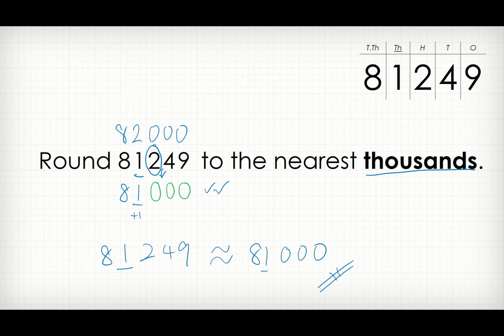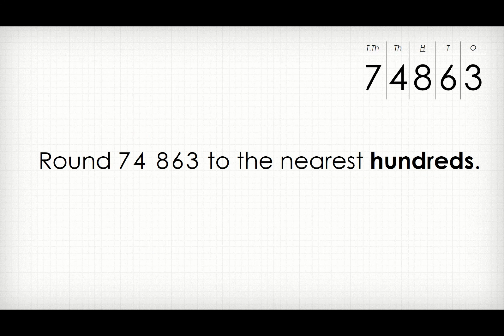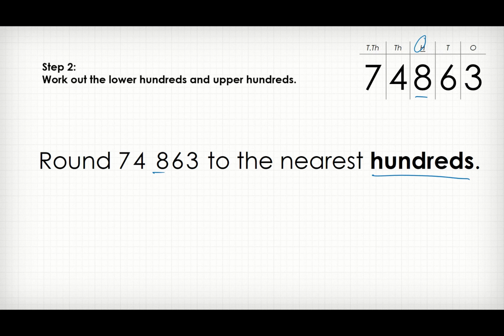Let's try one more. You can pause the video to try it on your own. Round 74,863 to the nearest hundreds. Again, the question asks for hundreds. Which digit is in the hundreds place? Yes, the digit 8. So let's underline that. That's the first step done. Second step, we want to work out the lower hundreds and the upper hundreds. So how do we do that?